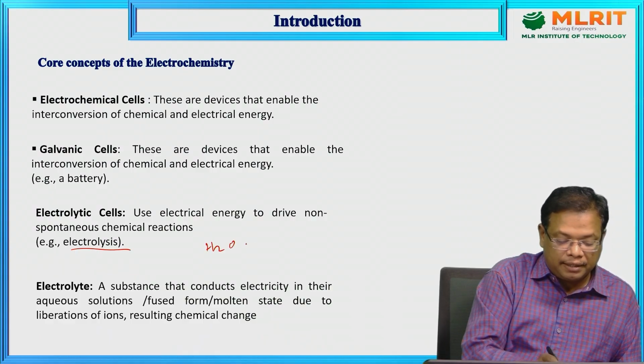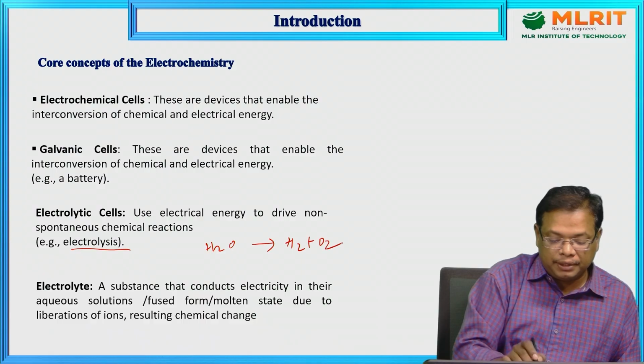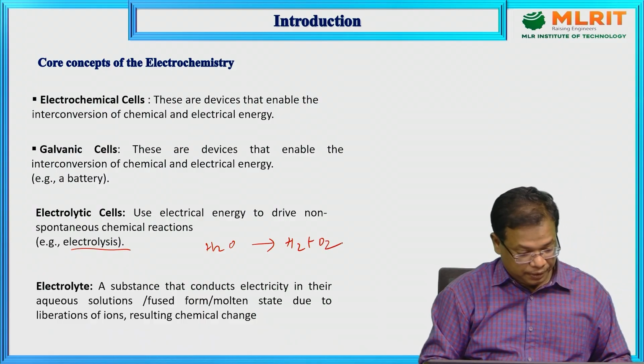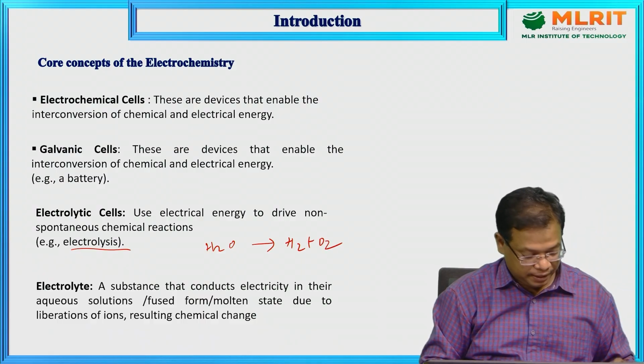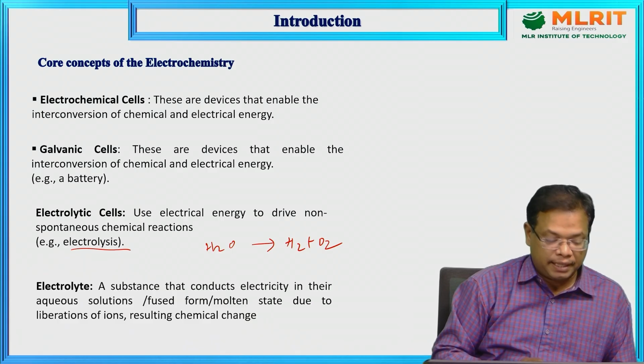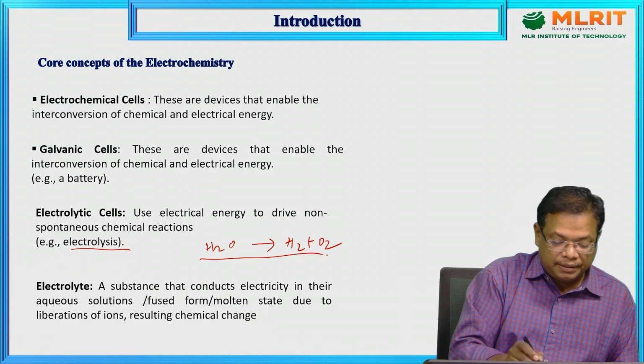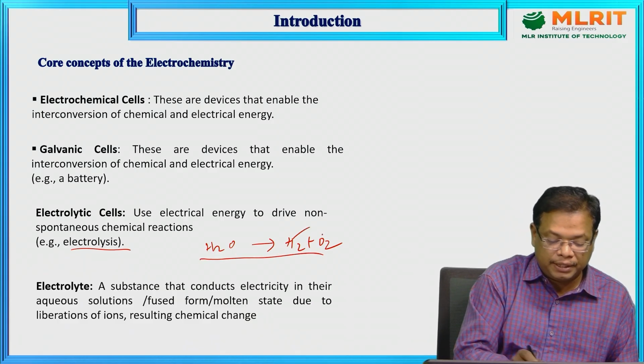H2O on electrolysis will give you H2 plus O2. It is a general reaction. So this is electrolysis. It is an example of electrolysis. The electrolytic cell example is H2O electrolysis giving rise to H2 and O2.